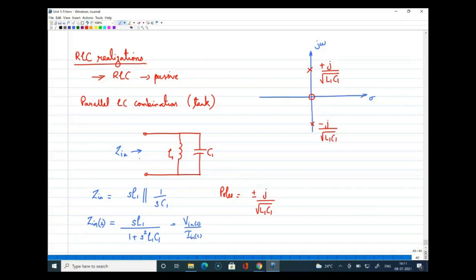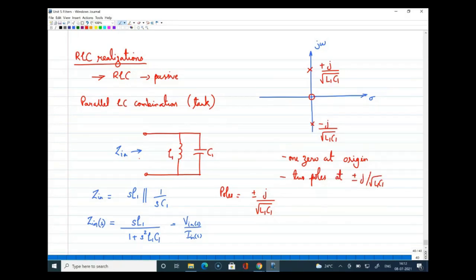Right. So the meaning here is you have 1 zero at the origin, and there are two poles at plus or minus j divided by root of L1 C1, right? So this is the location of poles and zeros.